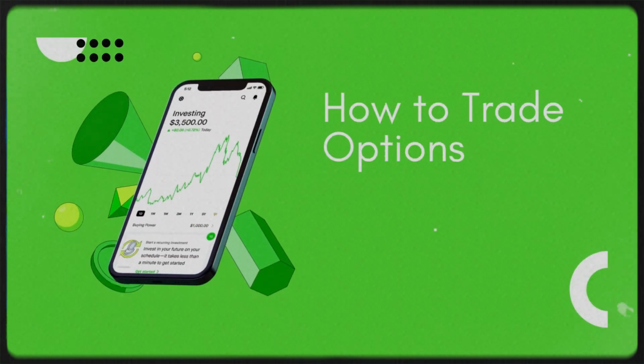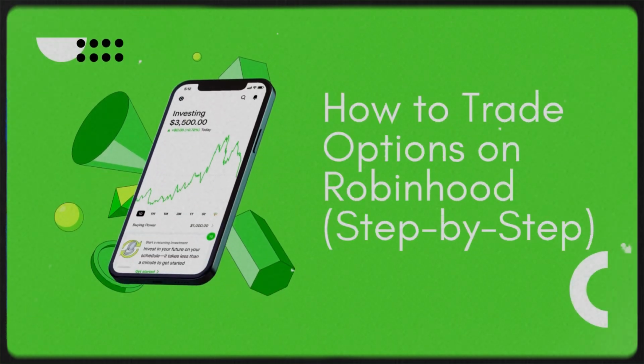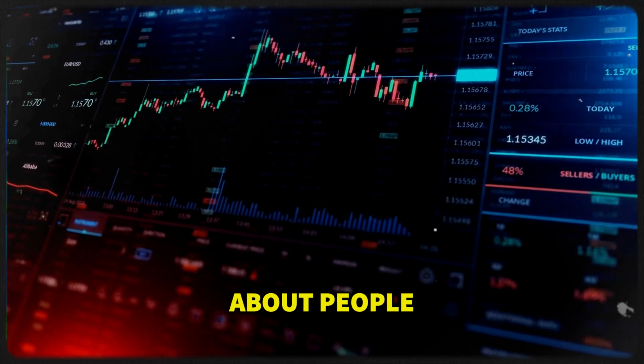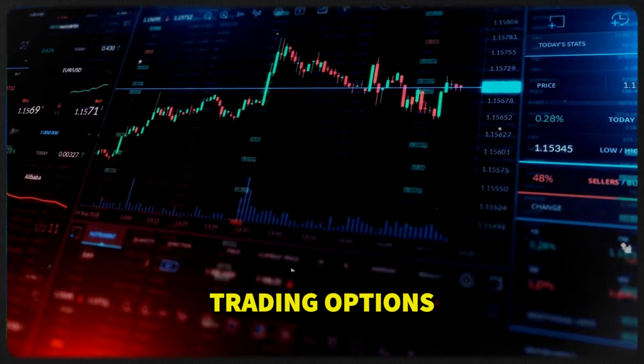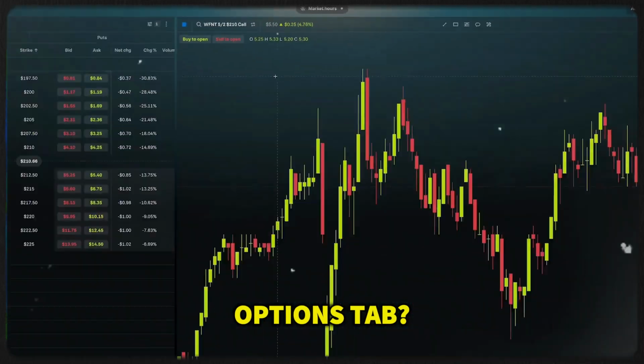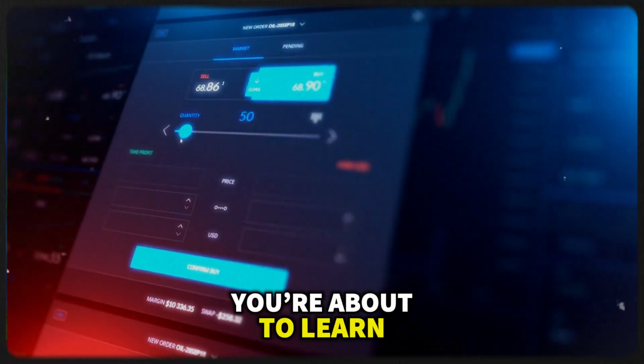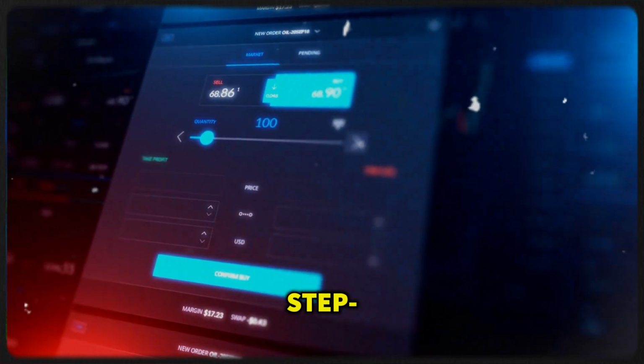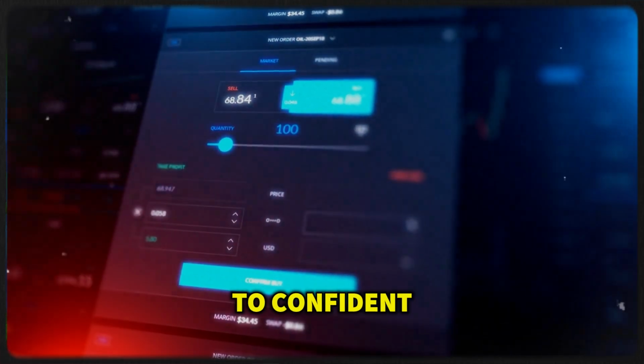How to trade options on Robinhood, step by step. Have you ever heard about people making huge gains trading options but felt completely lost when you opened Robinhood's options tab? Don't worry, you're about to learn exactly how to trade options step by step, from beginner to confident trader.